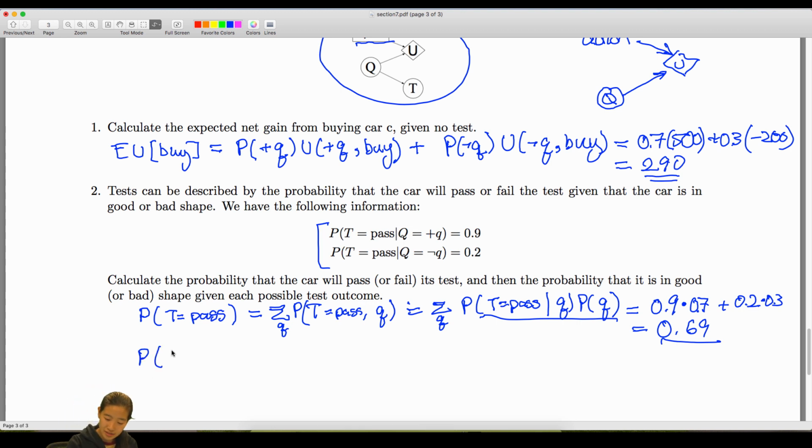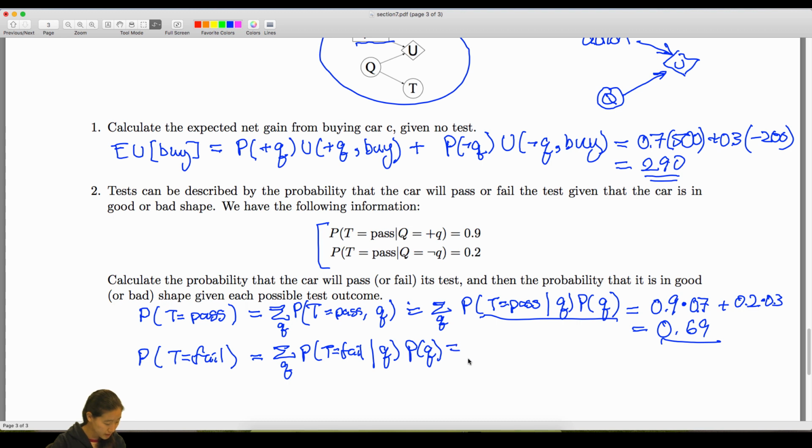What about the probability that the test fails? Similarly, we're going to use the same equation up there, but this time I'm not going to write it out because that's a little redundant. Let's just write over all the possible qualities, the probability that the test equals fail, given the quality, multiplied by the probability of it being a certain quality. That's going to be a certain value, but we don't actually need to calculate this because we know that the only two possibilities are if it passes or if it fails. Since we already calculated one value, we can rely on our trick again. We subtract it, and this is going to give us approximately 0.31.